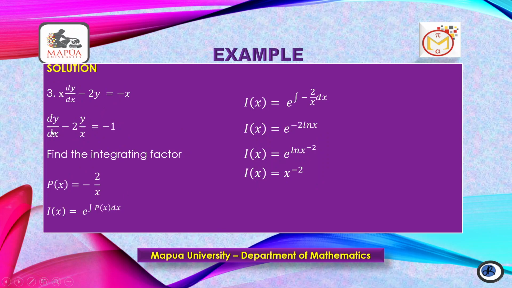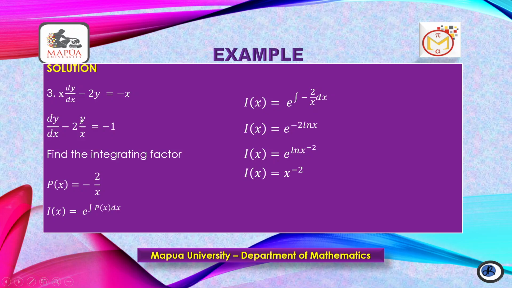For our next example, we have x dy over dx minus 2y equal to negative x. Now, in this example, it is not set into standard form. So the first thing to do is we have to divide by x. The equation should be divided by x to remove the x in the dy with respect to x here. So, dividing by x, it is now expressed as dy with respect to x minus 2y over x equal to negative 1, because negative x divided by x is negative 1.